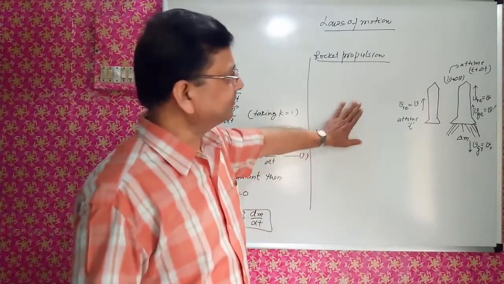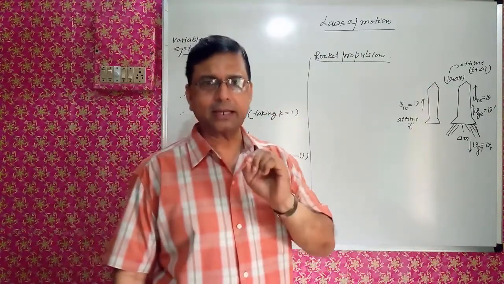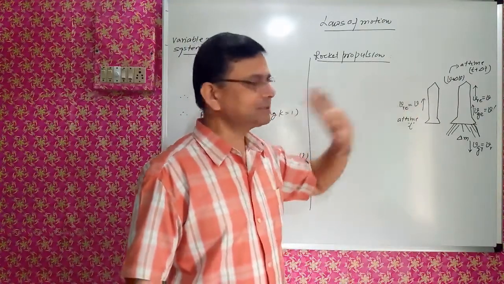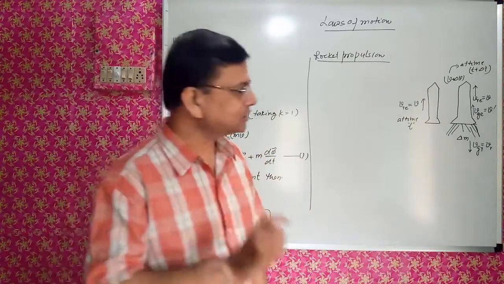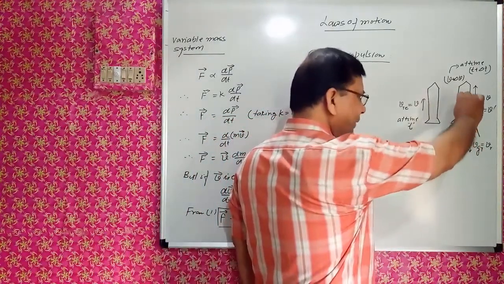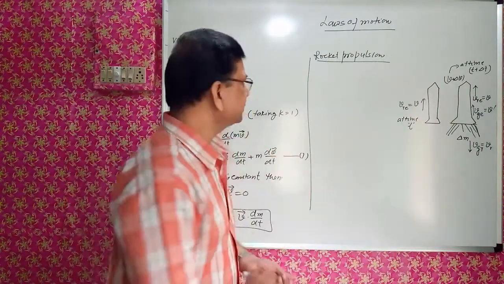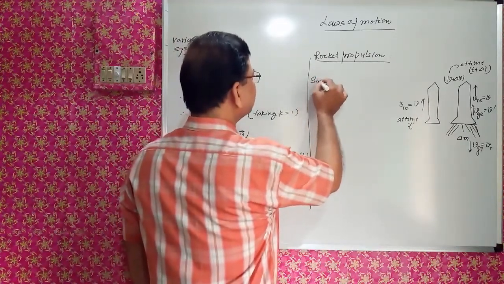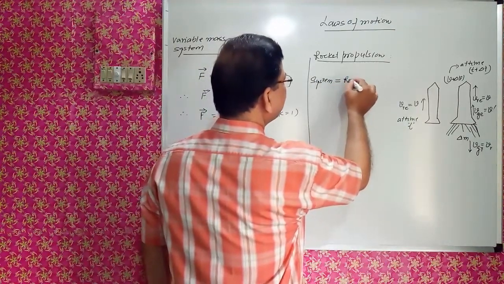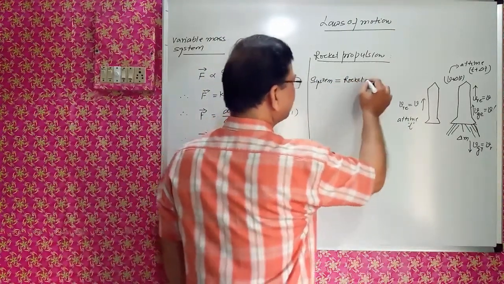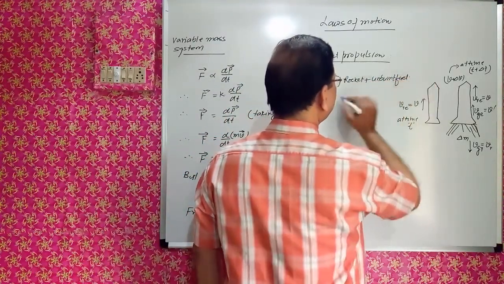See, I have made this system. This is the rocket at a particular instant t. I have assumed its velocity is v. During the span of delta t, suppose delta m mass of fuel is burnt and the gas produced is removed from the system. So what is the system over here? The system is equal to the rocket plus unburnt fuel.